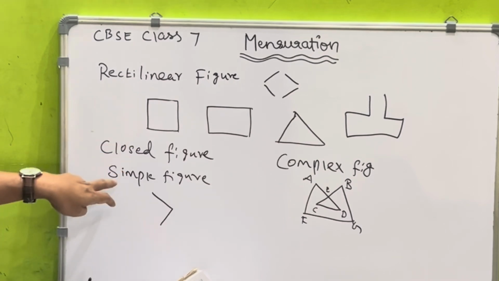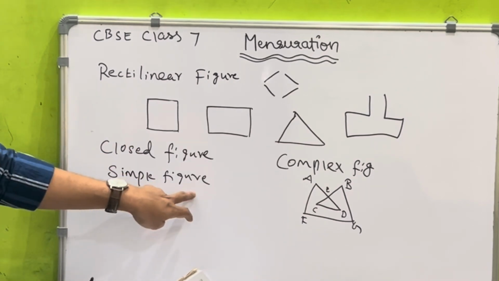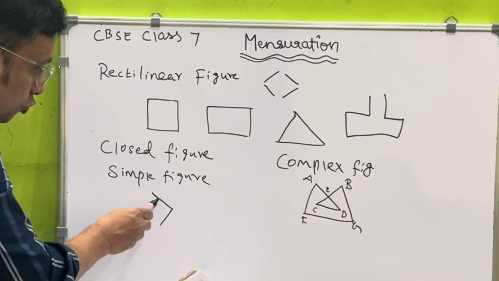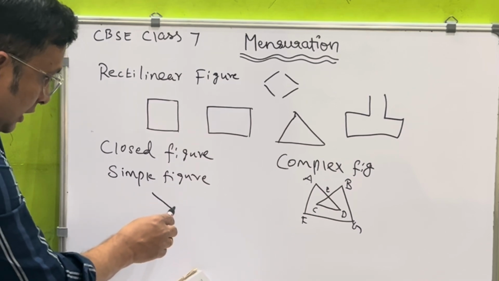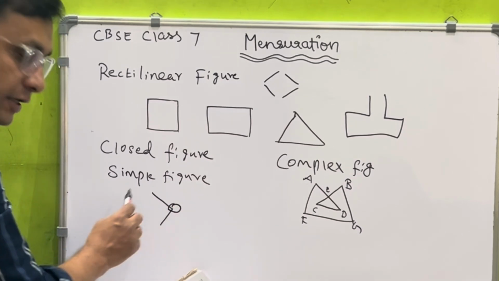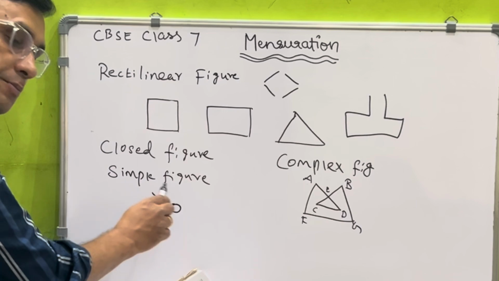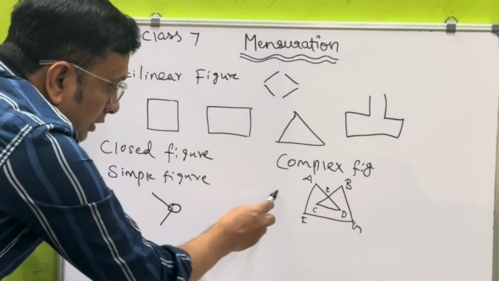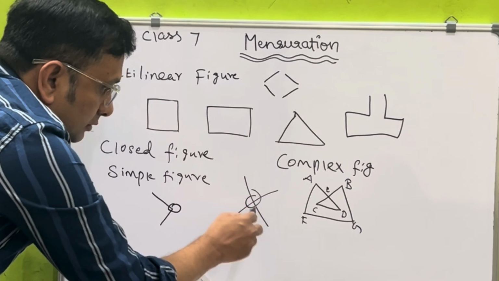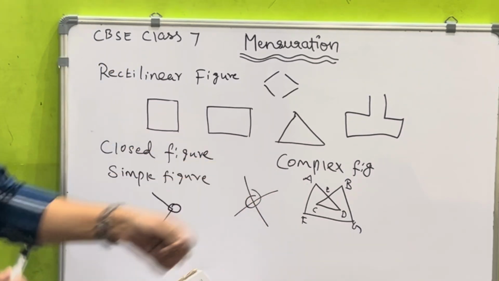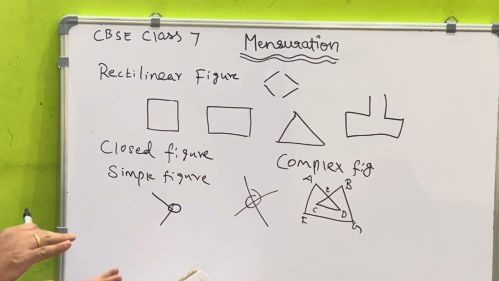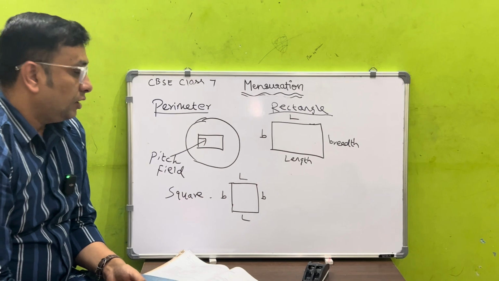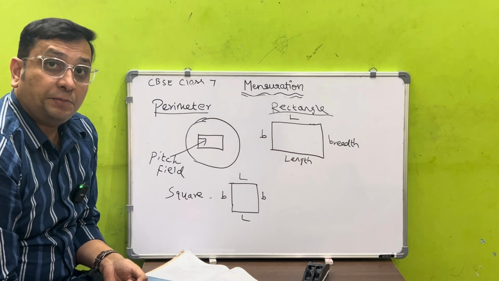So coming to the next one, simple figure. Whenever two line segments meet each other at a common point, this is the common point, it is called a simple figure. If more than two lines meet, for example, if you see here, 4 lines are meeting, then it is called a complex figure. This is the basic understanding. Okay, let's see what is perimeter.